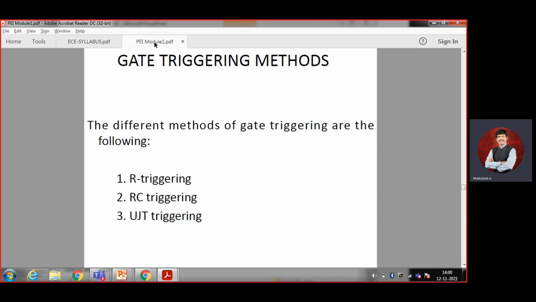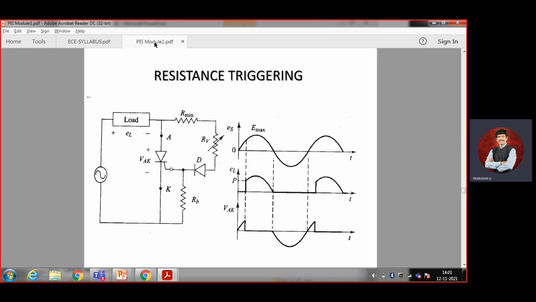I want to trigger my circuit. I want to trigger my thyristor. I want to give a firing angle for my thyristor. How to do that? There should be a circuit, and using that circuit only I can trigger my gate. So there are three different ways of triggering the gate of a thyristor. One is R triggering, second is RC triggering, and third is UJT triggering. We have to see one by one. What do you mean by R triggering? What do you mean by RC triggering? What do you mean by UJT triggering?